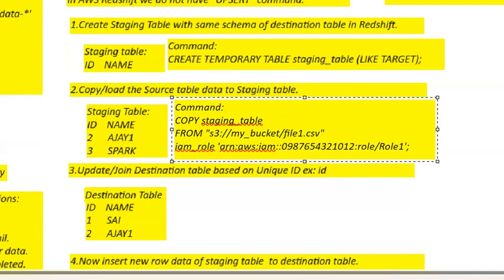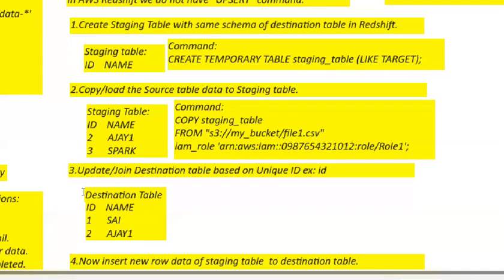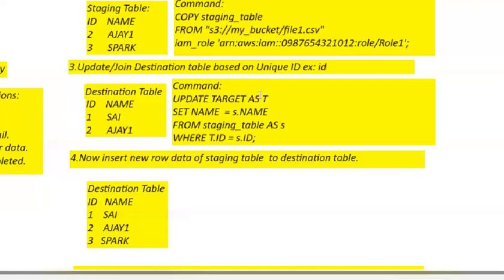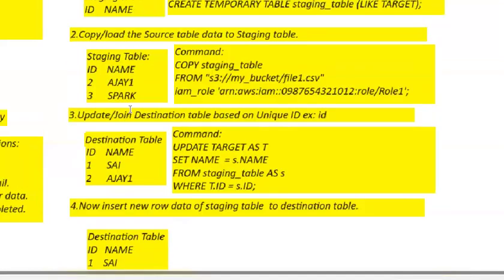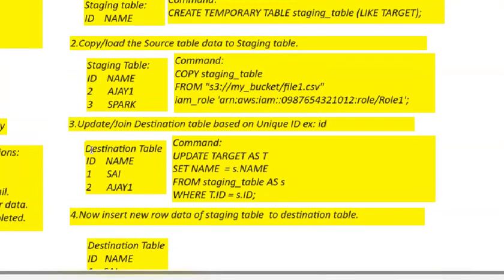Now, what is the third step? In the third step, you need to update the destination table based on unique ID. So for this, let's write the command. Here you can see we are taking target as T and staging table as S, where T.ID, that is nothing but in the target, whatever the ID is there, will be equal to S.ID. What is S? Staging table.ID. That means here we are comparing the target ID with the staging table ID. Whenever they are equal, then what are we doing?